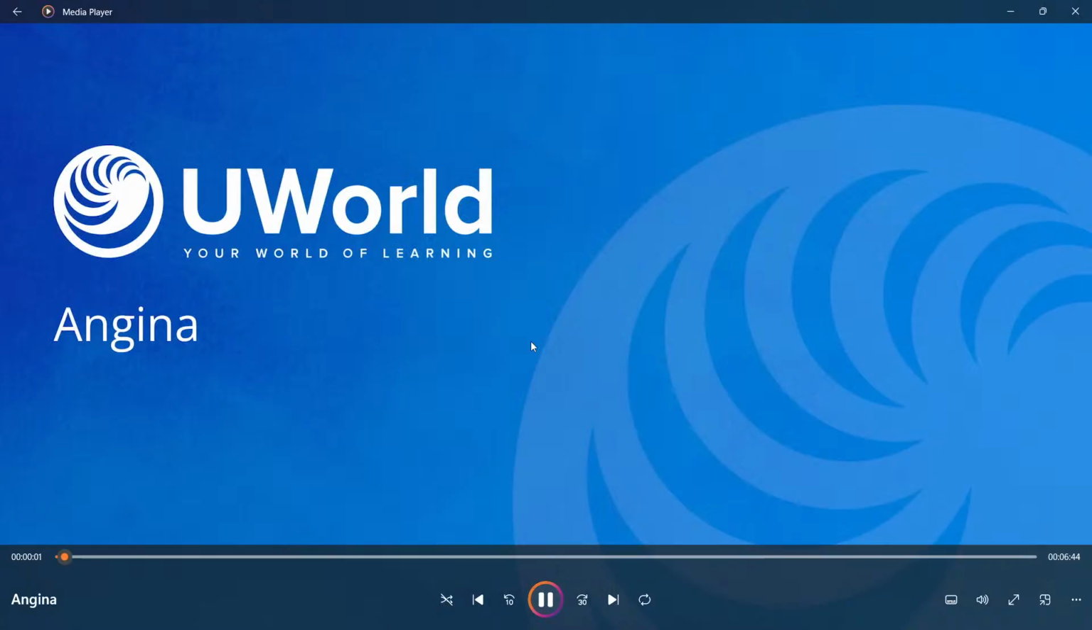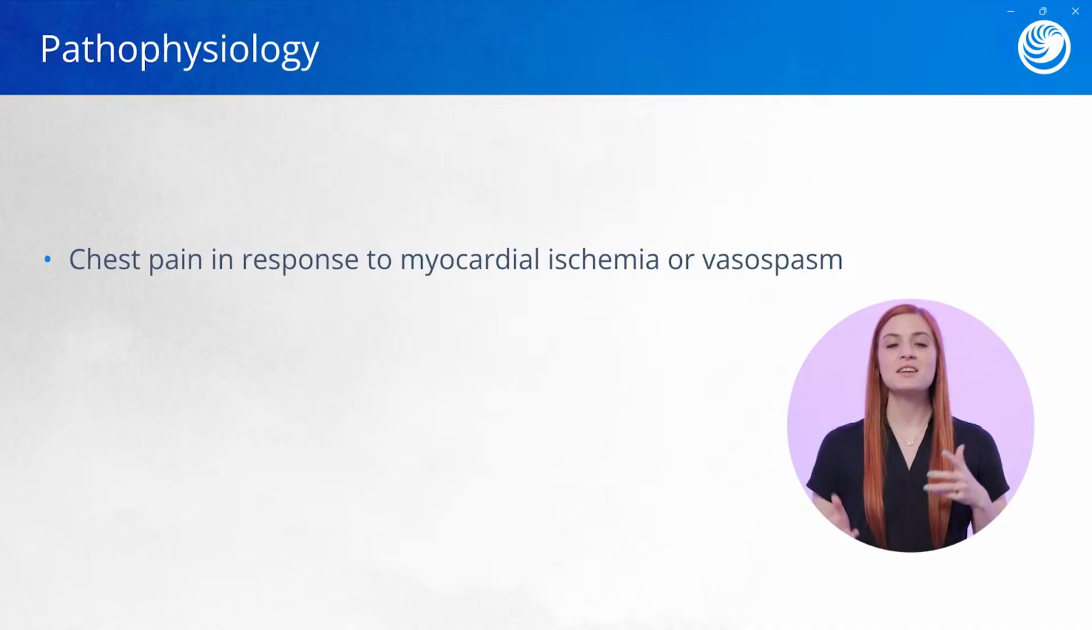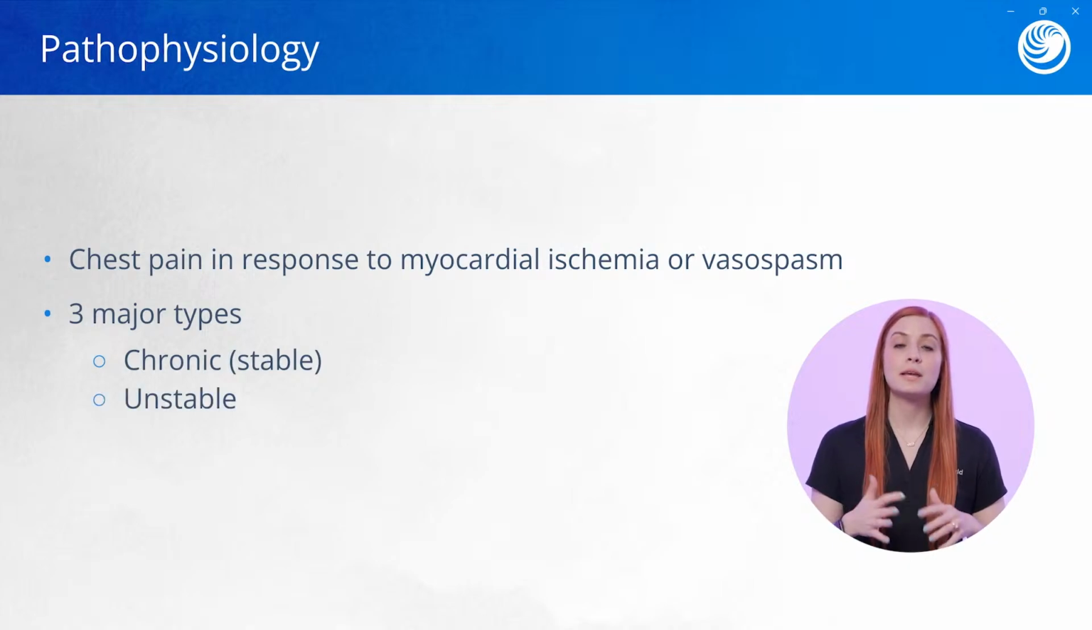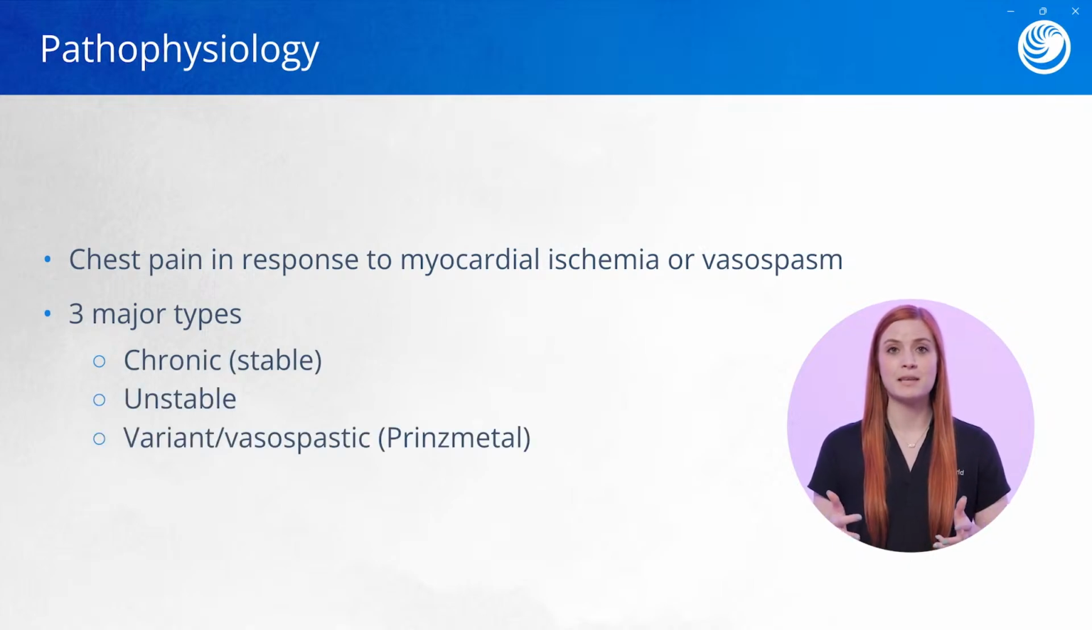This topic is angina. Angina is simply a chest pain that's in response to myocardial ischemia or vasospasm. And there's three major types. The first is chronic or stable, the second is unstable, and the third is variant or vasospastic. First, let's start with chronic or stable angina.